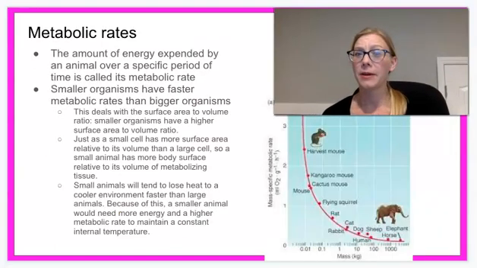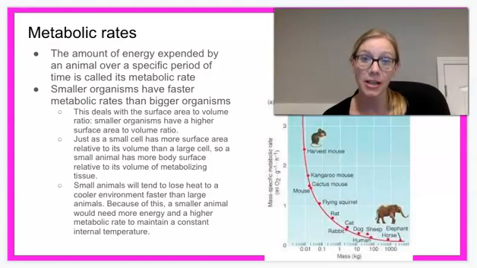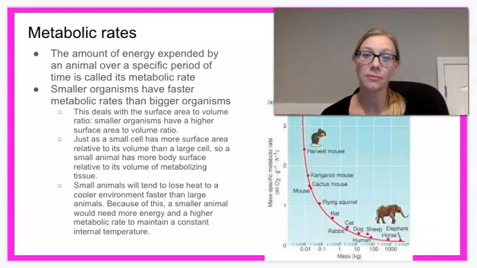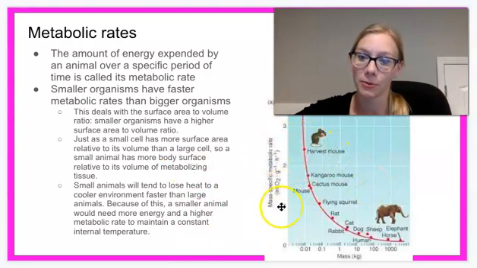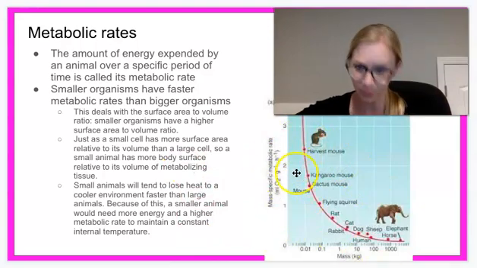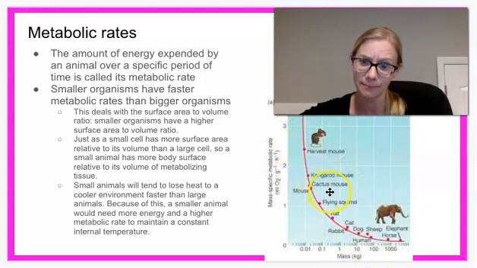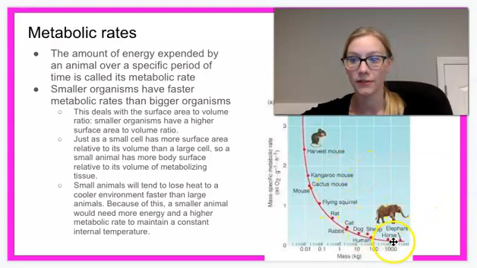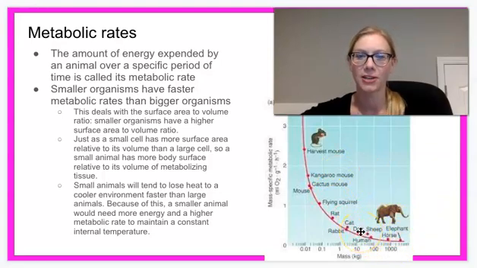Next, I want to talk a little bit about metabolic rates. A metabolic rate is really just the amount of energy expended by an animal for a specific period of time, and we call it this metabolic rate. Smaller organisms actually tend to have faster metabolic rates than bigger organisms, which seems kind of backwards. But if we look at this graph, here's our metabolic rate, and here's the mass of our organism, and we'll notice that small things like a mouse, all these different kinds of mice, are different than an elephant or even a horse, sheep, dog, cat that are down here.